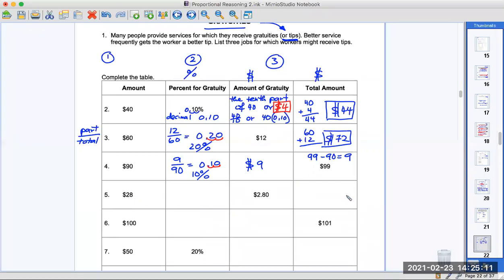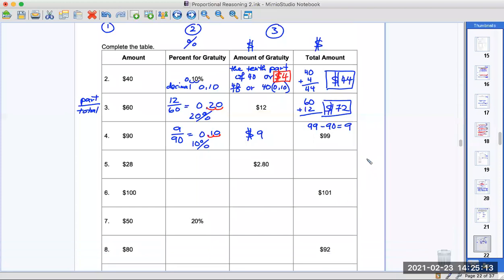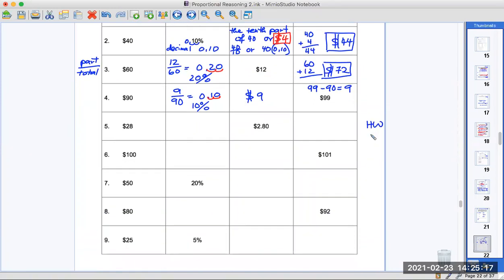And I believe the rest you do for homework. So I showed you all the scenarios here. So all of these are homework.